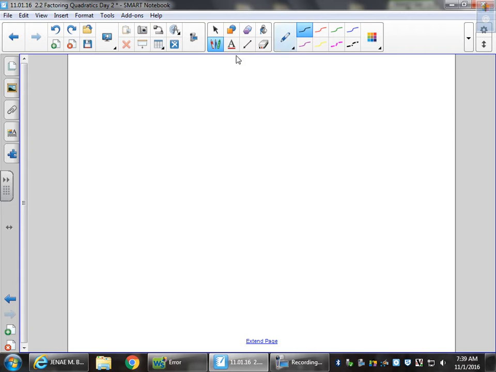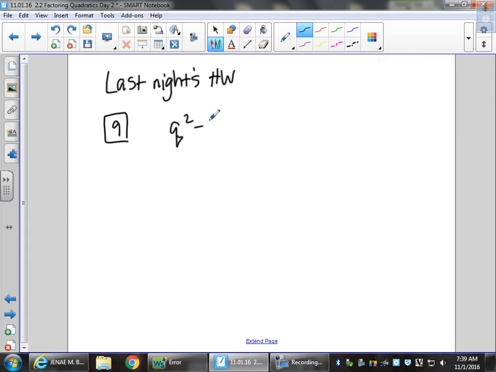So from last night's homework, the first one up for discussion is number 9. What does number 9 say? Q squared minus 7Q minus 10. So we're looking for factors of negative 10 that add to negative 7. What were we thinking could be possible?